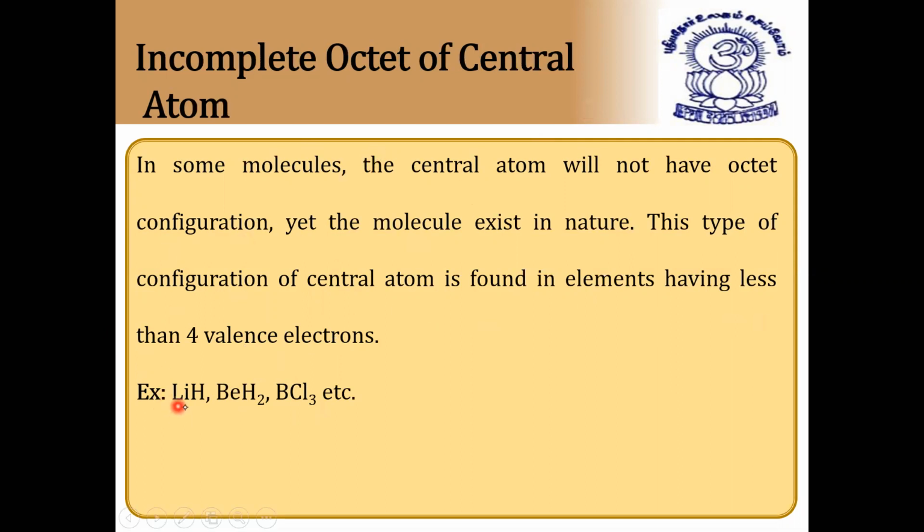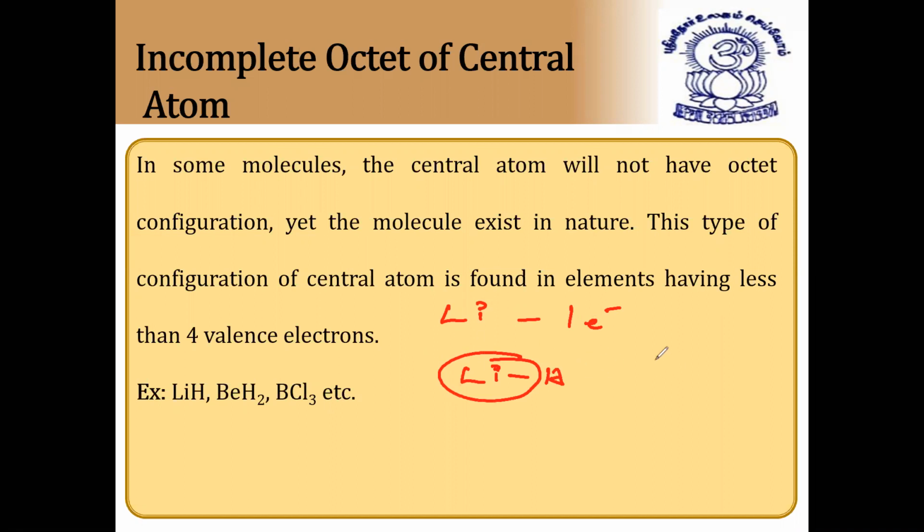After sharing, they are getting only, for example, if you take lithium hydride into consideration, I'm showing it here. Lithium has 1 electron in the valence shell. After sharing with 1 hydrogen, it will get only 2 electrons in the valence shell. So it is incomplete octet, but yet it is stable. So this is an exception for lithium hydride.